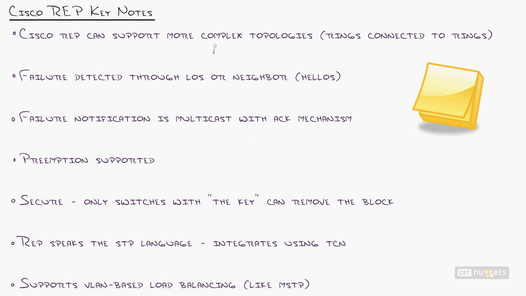So Cisco REP can support more complex topologies. So rings connected to rings, so you could have a whole set of devices something like this. Right, if we can all see this, and then this going to another ring down here. You just again have to be very careful in your configuration because you can have REP misconfigured and it can easily cause a loop that can cause some disasters.